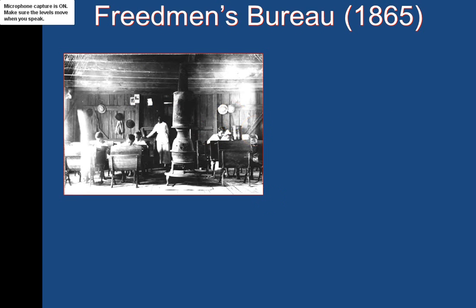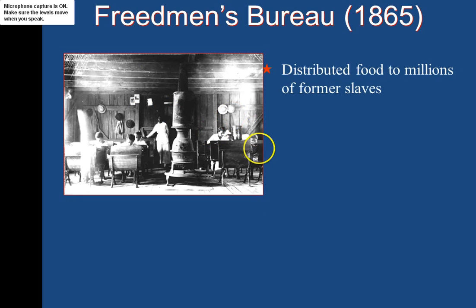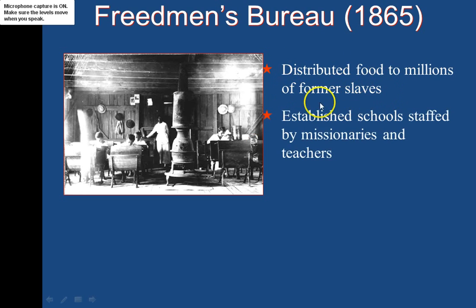Legislatively also, the government passes this law called the Freedmen's Bureau, which is a food distribution service. It distributes food to millions of former slaves. It also tries to educate African Americans by establishing schools staffed by missionaries and teachers. You can see in this picture here, this is a schoolhouse of varying grade levels.